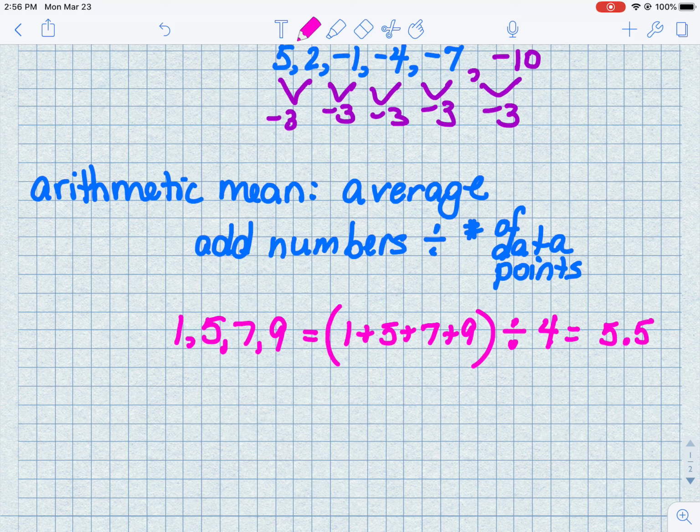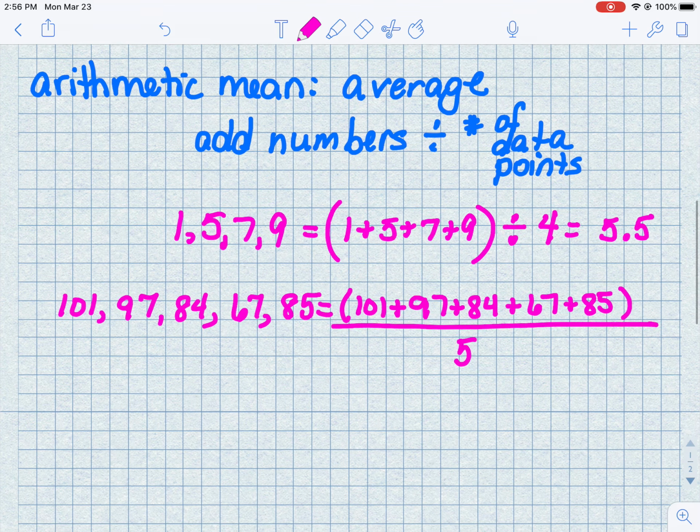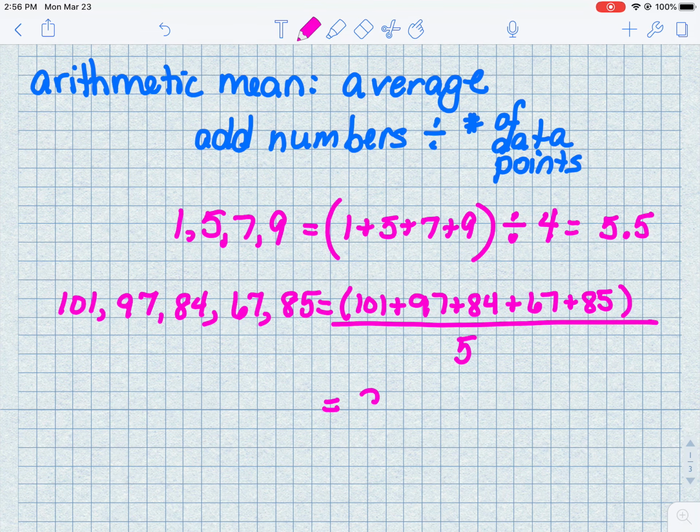Let's make it about scores. Let's say I got 101 on a test. I got a 97. I got an 84. Had a bad day, got a 67. And then I got an 85. And I want to know what my average is in that class. Again, I would add 101 plus 97 plus 84 plus 67 plus 85, and once I have that answer, I'm going to divide by 5, since there's 1, 2, 3, 4, 5. And so that's going to tell me my average grade, my grade in that class would be 86.6.